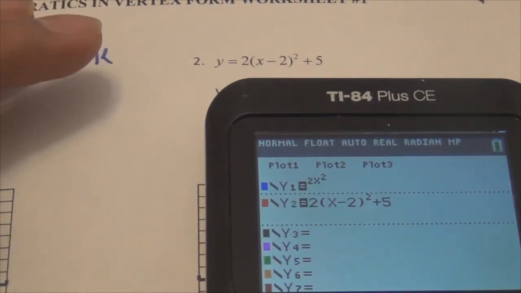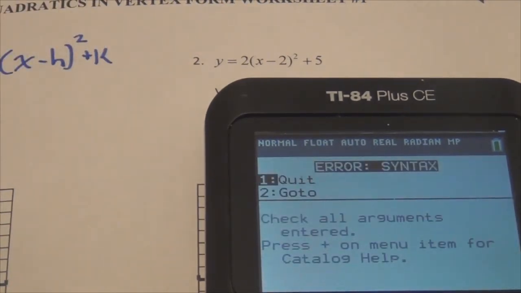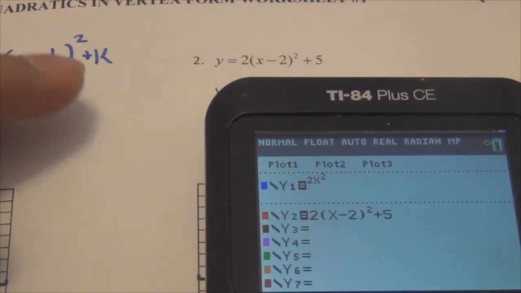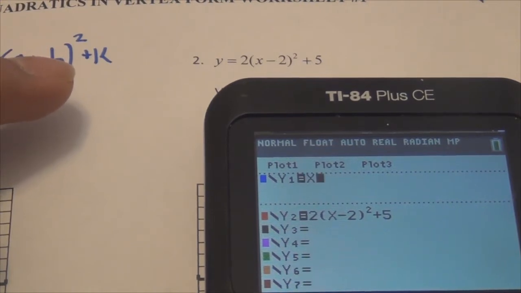Okay, so let's graph. What did I do? Oh, backs. Okay, clear? Clear. Okay.